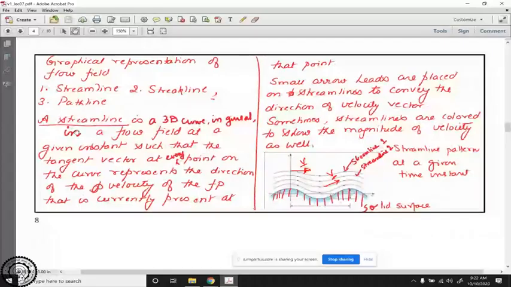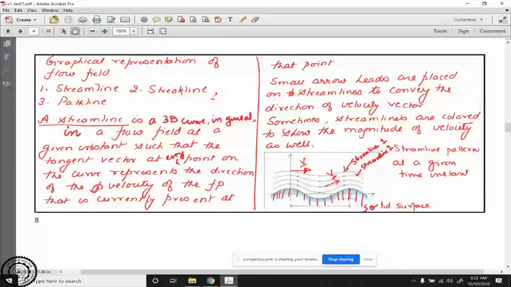First is the streamline. A streamline is a 3-dimensional curve. In general, it is a 3-dimensional curve. In some cases it is just a planar curve. In general, it is a curve in 3D space. So by 3D curve, I mean a curve in 3D space. In a flow field, it is a 3D curve in general at a given instant. So streamlines are drawn for a given instant. You take a snapshot of the flow field, take a camera shot of the flow field, and you can draw streamlines for that instant based on the information of the velocity field at that instant.